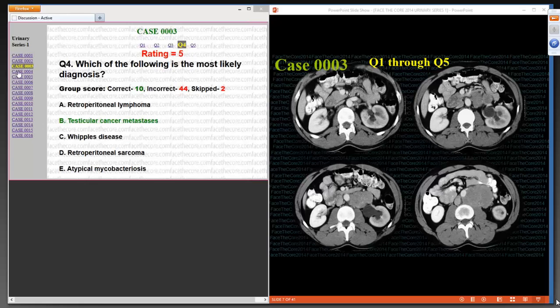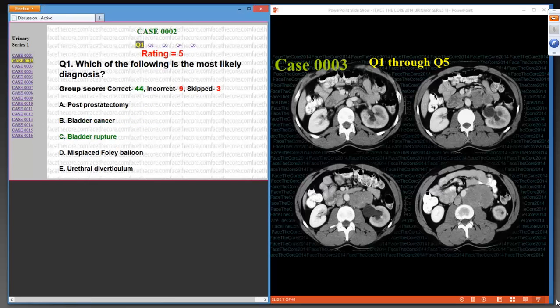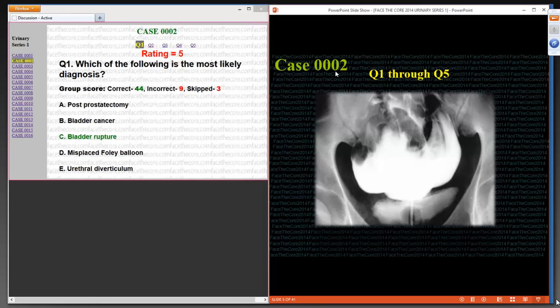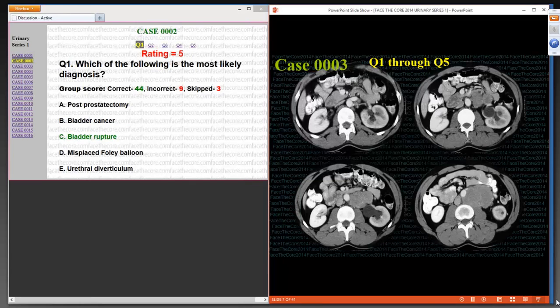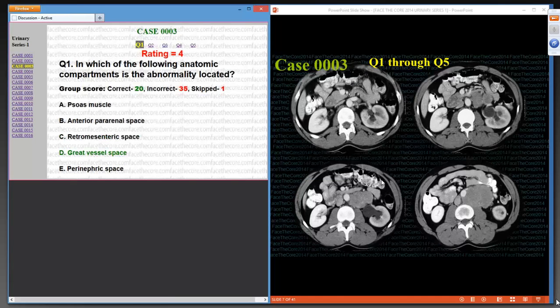Somebody said, can you explain the phases of the renal scan? It can't be case 2, it's in case 3. Very simple. When you do a triple phase CT, the first phase is non-contrast, which is basically like a stone protocol. You're looking for any calcifications or stones.